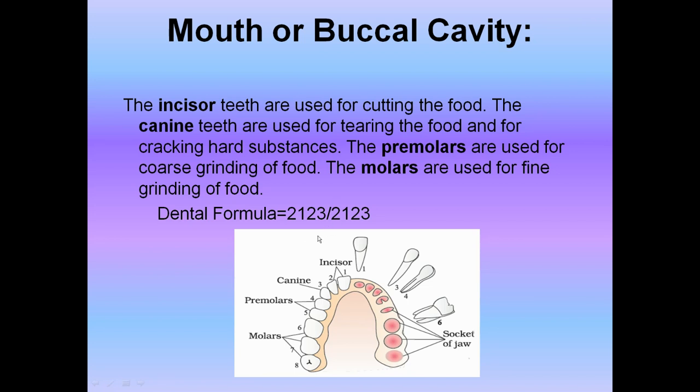The other half is presented by putting a backslash, and then the other half is presented with the same formula: two incisors, one canine, two premolars, and three molars. This is the dental formula of humans. You have to learn this formula. This can be asked in MCQ.